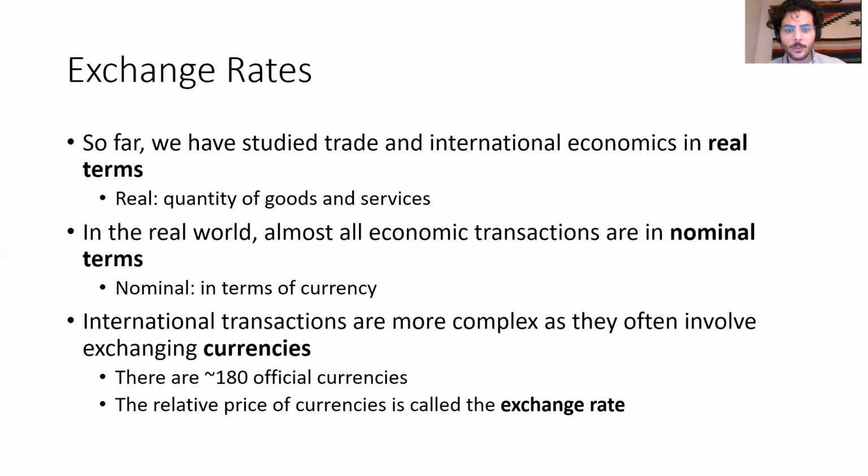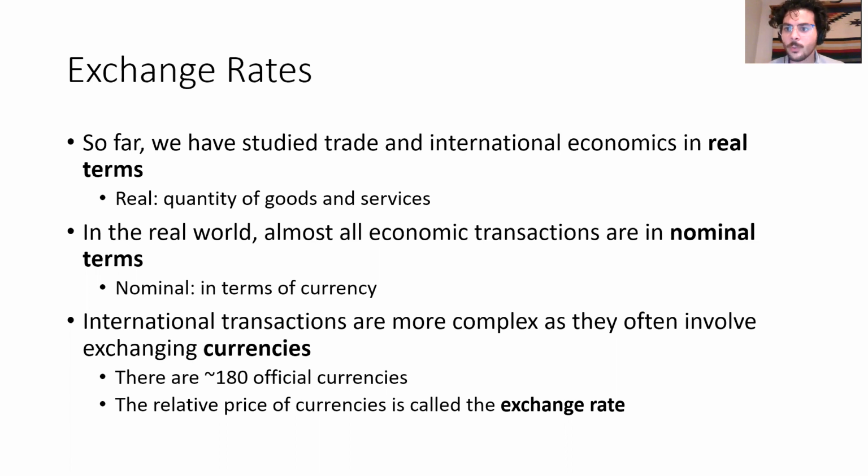For everything we've done so far, we've been thinking about trade and international economics in real terms. By real, we mean the quantity of goods and services. So in the physical world, how much does a good cost in terms of another? But in the real world, and by that I don't mean physical, but where we are in reality, almost all economic transactions are going to be in nominal terms. By nominal, we mean in terms of currencies. So everything costs a certain amount of dollars or euros or yen.